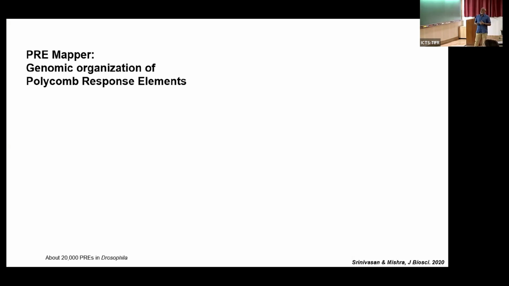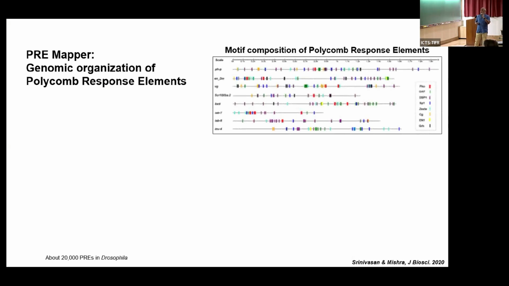So Srinivasan used a similar thing for PREs. There also we knew enough about the biochemistry of these proteins, DNA binding proteins. So you can see these are various PREs, the known ones experimentally, and what are the motifs of various DNA binding proteins that make this PRE.